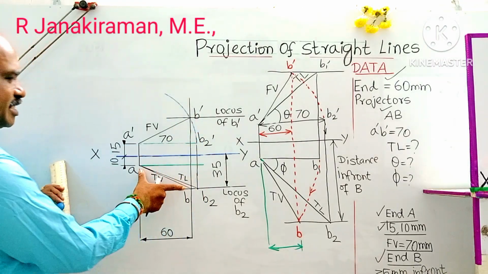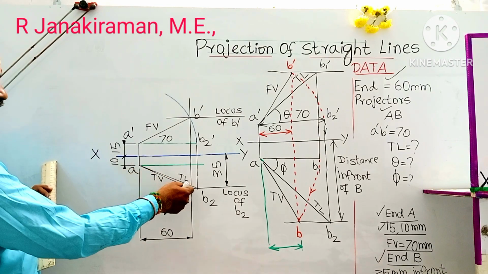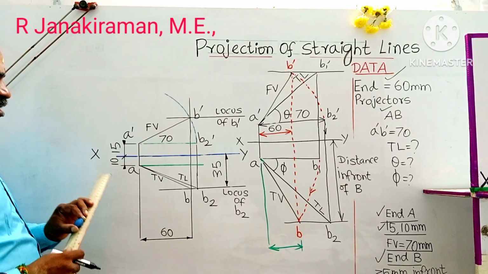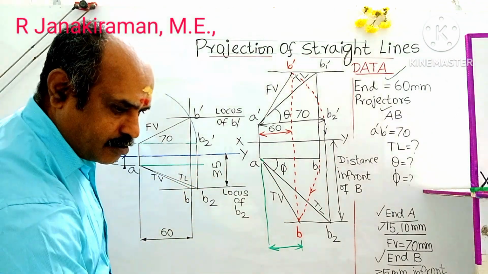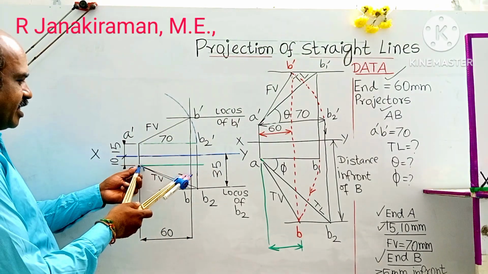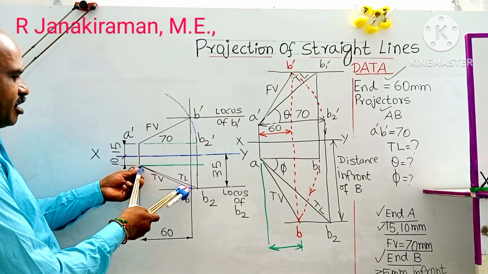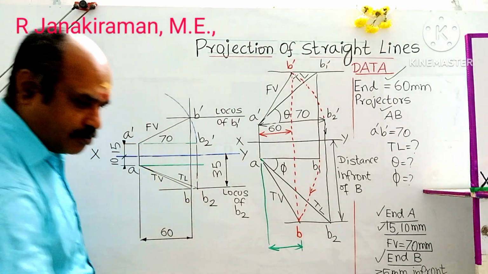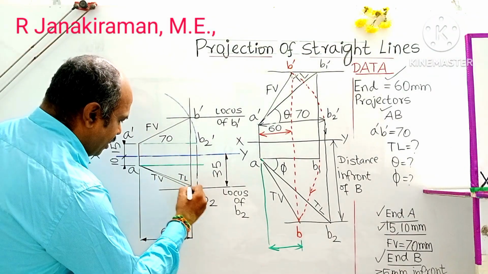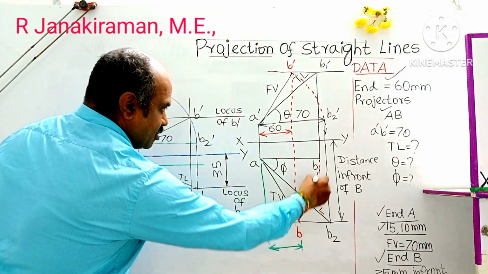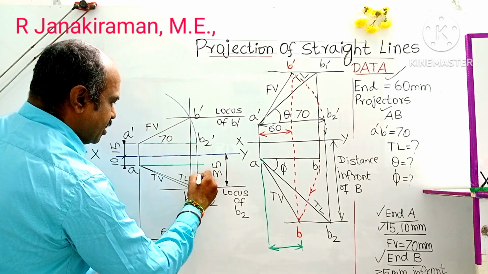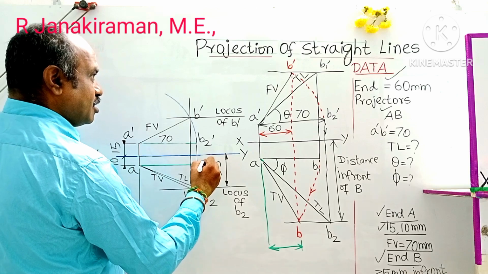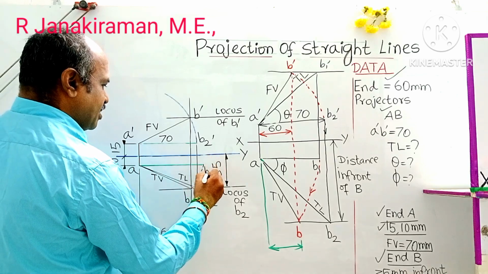So we know this AB distance. AB is the final top view. With A as center, AB as radius, draw an arc upward. This is the arc. Where it intersects the horizontal line passing through point A, this point shall be marked as B suffix 1.